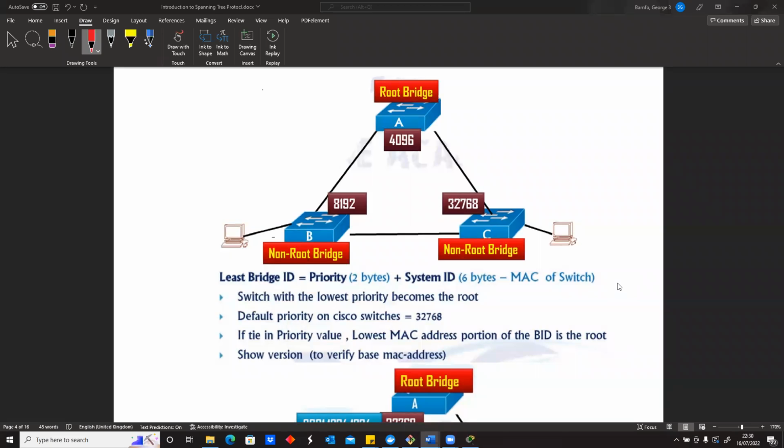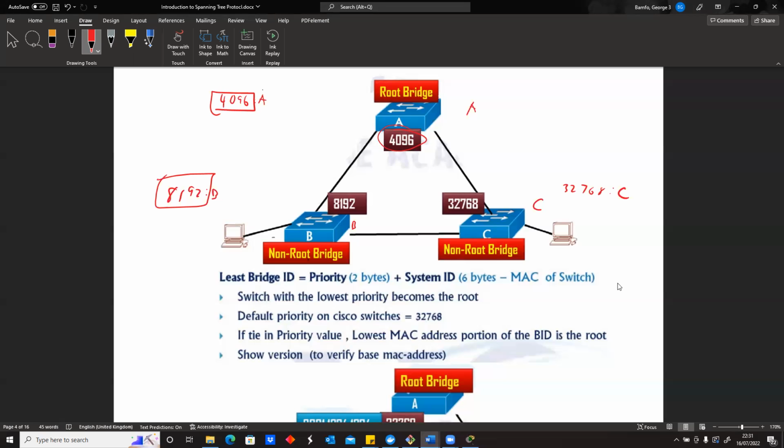So again, assuming we're going with the logic we discussed, from this diagram we can see the priority number. Assuming the MAC address is A, assuming the MAC address is C, assuming the MAC address here is B. So the bridge ID will be 4096, maybe A. This will be 8192 and maybe B. And this will be 32768, maybe C. And so by default, this is lower than all of them, and this will become the root bridge, which is fine.